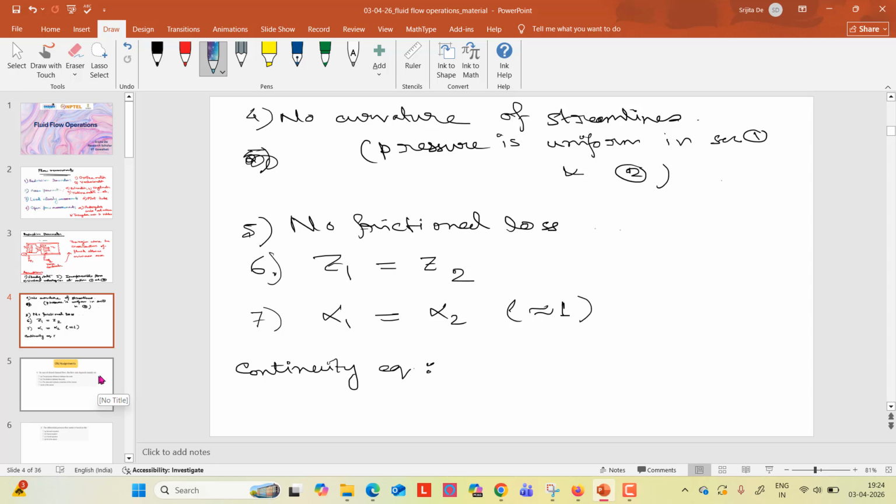So in the continuity equation, what is there? It is not the Navier-Stokes continuity equation we are going to use here. It is coming from the basic Reynolds transport theorem. If you remember this, there are three terms, right?